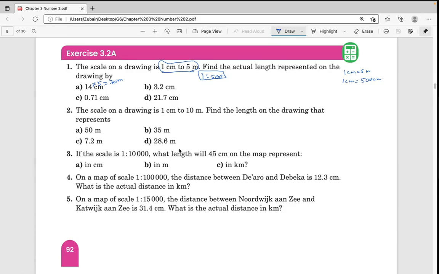I got answer. Share it. I got 5 centimeters. Very good, very good. So clearly meters divided by the scale given in meters. So 50 by 10 is 5. In B part, 35 by 10 is 3.5 centimeters. And C part I got 0.72. Okay, so you've already done it.